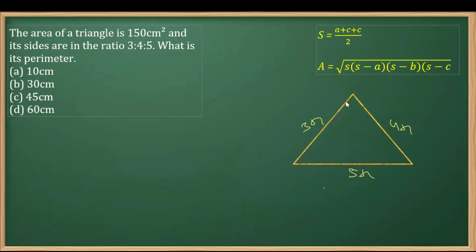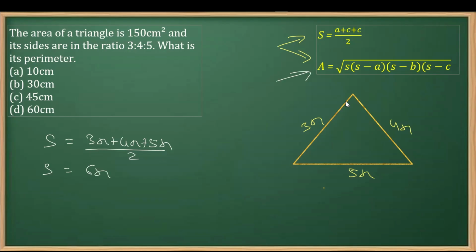Clearly we can find the perimeter if we know its area. So for that, we are going to use Heron's formula. First, I am going to find the semi-perimeter, which in terms of x is 3x plus 4x plus 5x, that whole divided by 2. So this is 5 plus 4, 9 plus 3, 12x divided by 2, that is 6x.